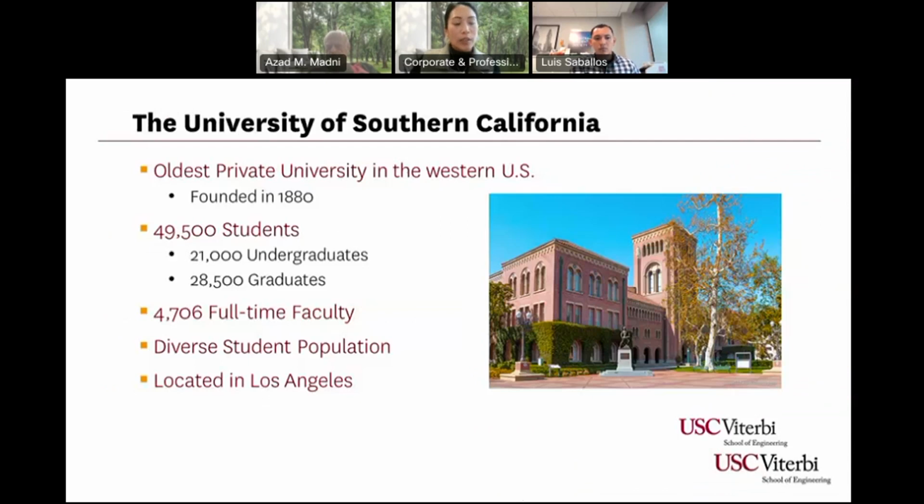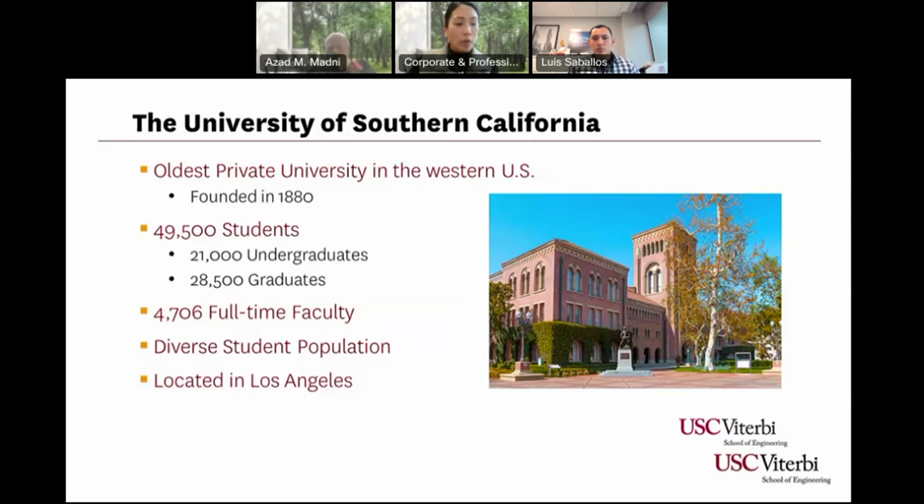Really quickly, at a top level, the University of Southern California is the oldest private university in the Western United States, founded back in 1880, with Viterbi School being one of the oldest schools within USC itself. In total, there are close to 50,000 students, a lot of them graduate students and undergraduates combined, including master's students and doctoral PhD students.